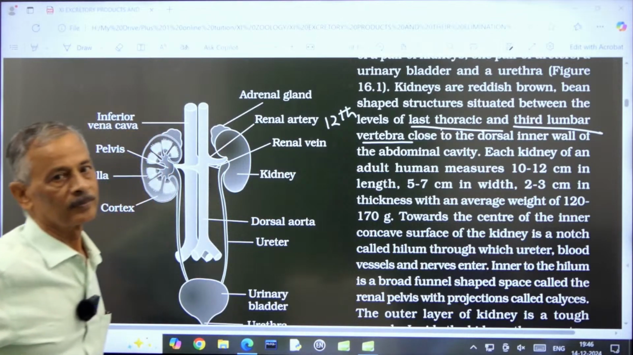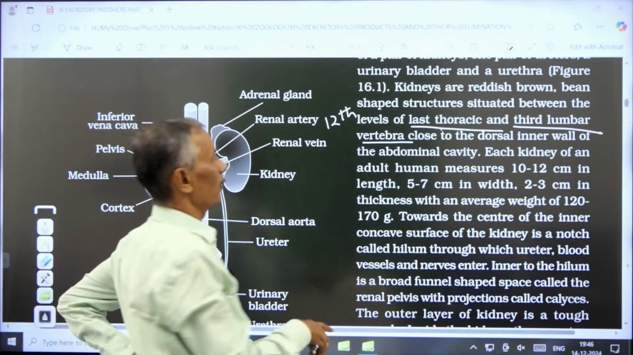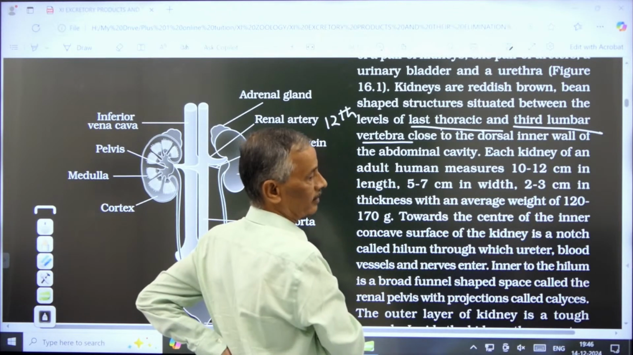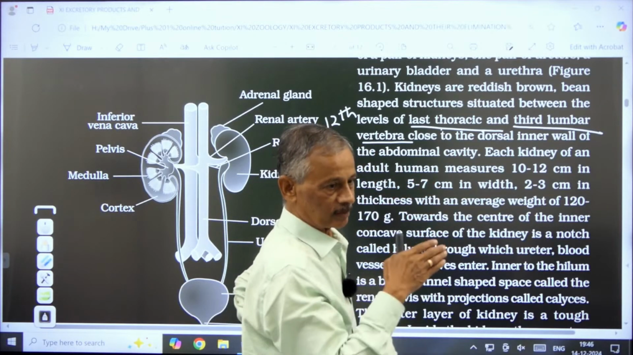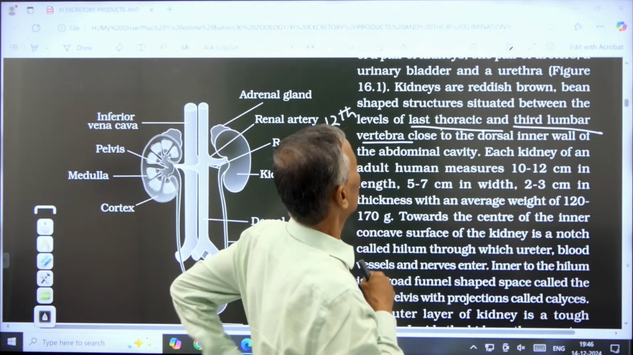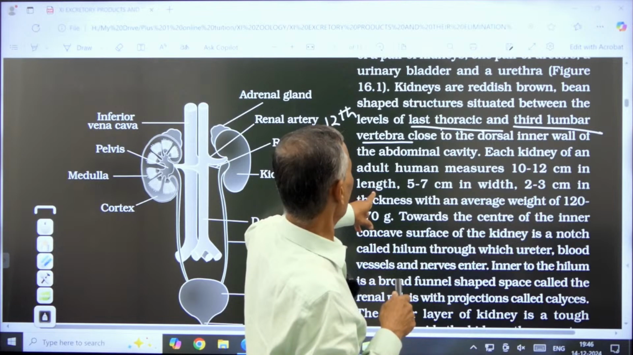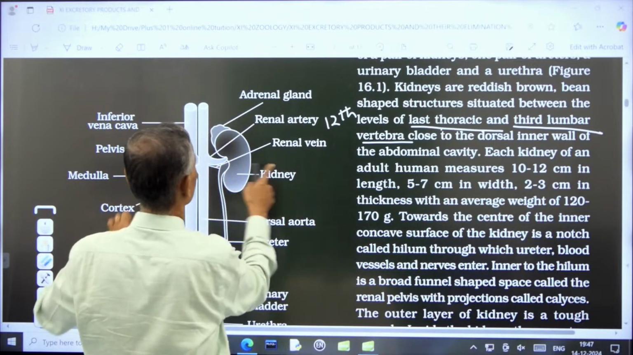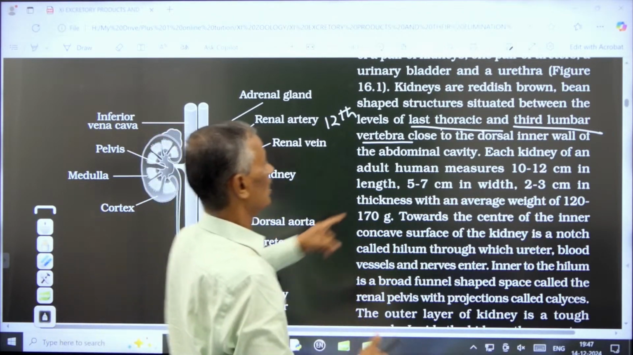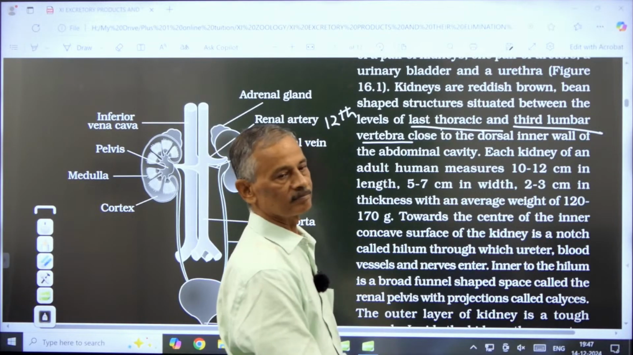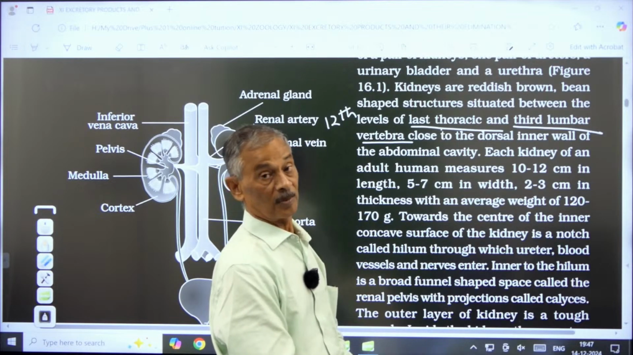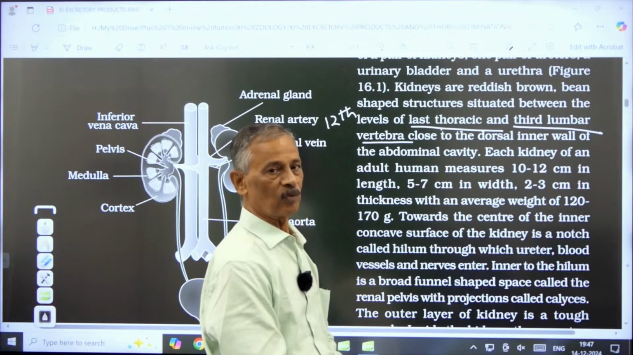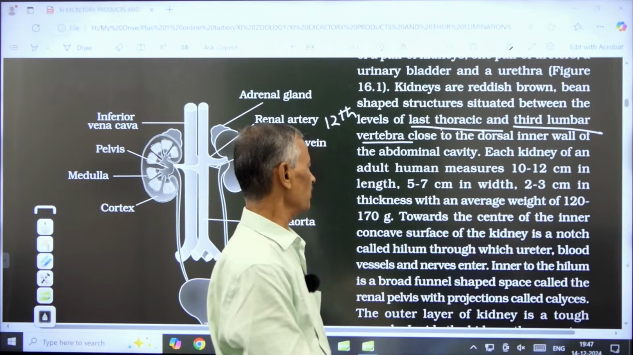Adult kidneys weigh about 120 to 170 grams, and in males it is a bit larger than that of the females, having a size of 10 to 12 centimeter in length, 5 to 7 centimeter in width, and thickness is just 2 to 3 centimeters. That is the size. Remember, weighing about 120 to 170 grams. Females are having only up to 150 grams. Males may be having 170 grams.